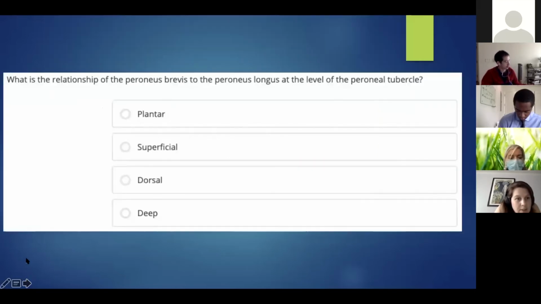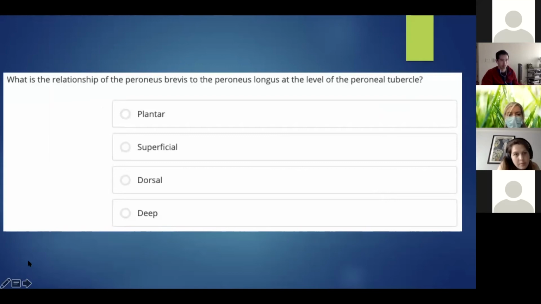Cool. So it sounds like the next person is going to be Abby. All right. What is the relationship of the peroneus brevis to the peroneus longus at the level of the peroneal tubercle? So talking about between the peroneal tendons, brevis inserts. So I would say that at the level of the tubercle, it should be superficial.